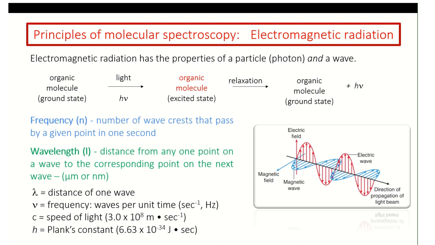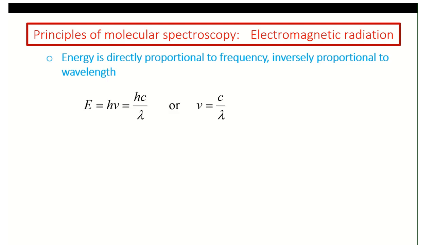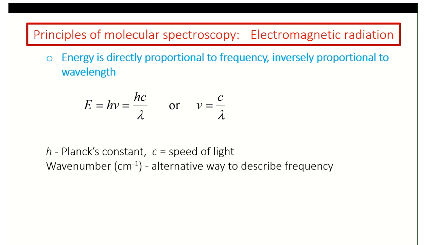So you can see here, associated with that wave is of course the wavelength, and of course associated with that same species, that light, is the frequency as we stated before, and Planck's constant, of course 6.63 times 10 to the minus 34 joule seconds. There is a direct proportionality between energy and frequency, and there's an inverse proportionality with wavelength.